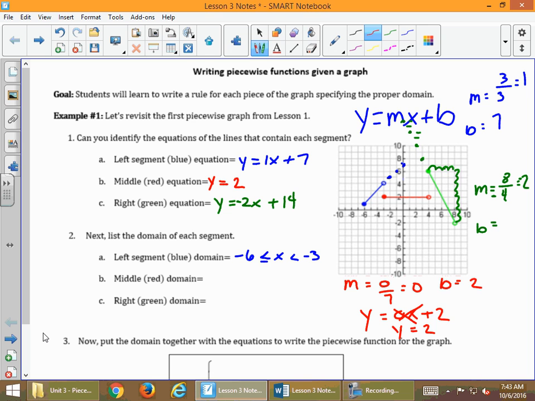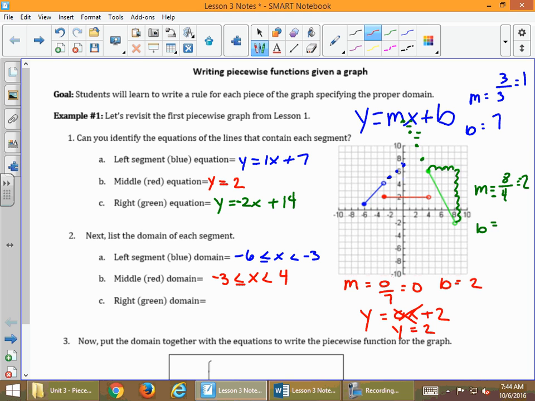Now find the domain of the red line. Which x value do we start at? Negative 3. Do we need a line underneath our inequality at negative 3? Why? Good. This one is a dot. What x value do we end at? 4. Do we need a line underneath our inequality at 4? No. Open point. Don't need a line.